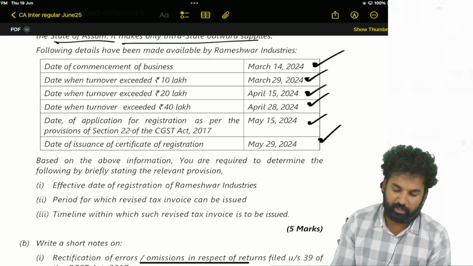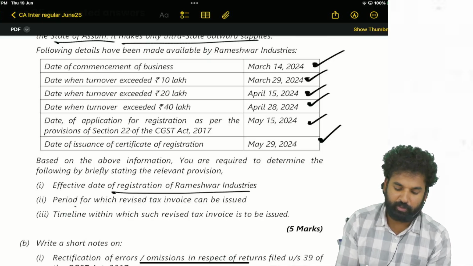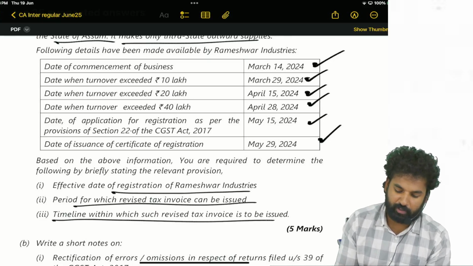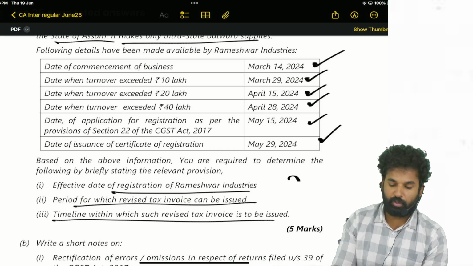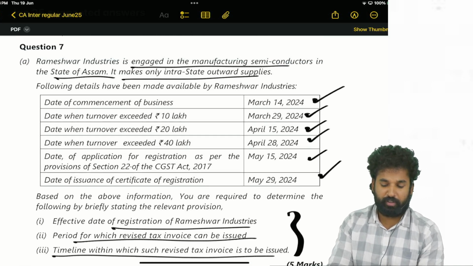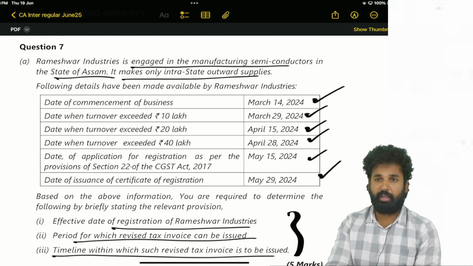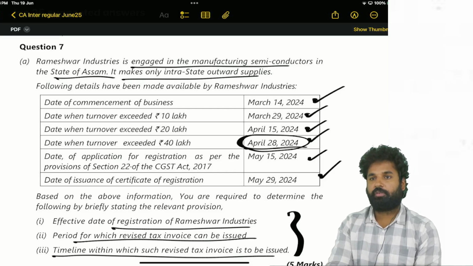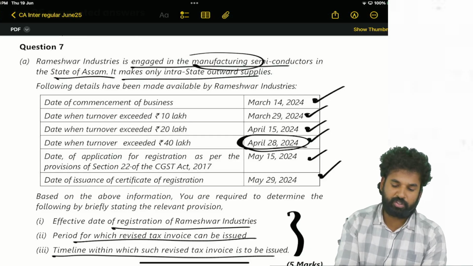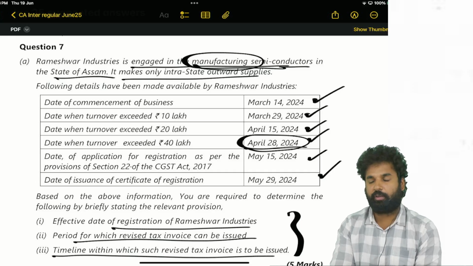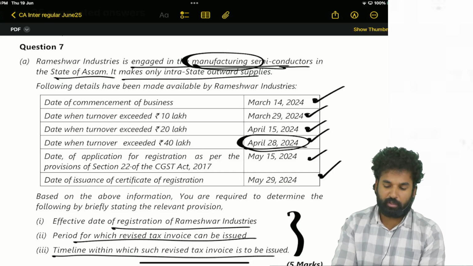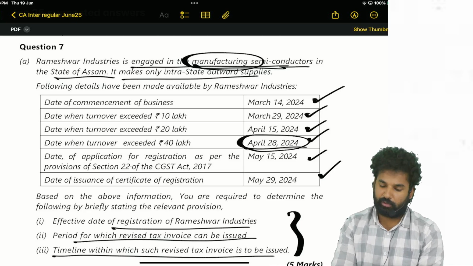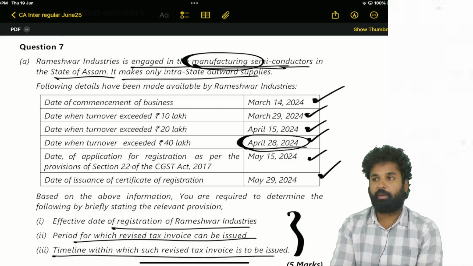Okay, based on the above, what is the effective date of registration? Period for which revised tax invoice can be issued. Timeline within which revised tax invoice shall be issued. Tell me first of all, when the registration liability came. 28th April, for Assam limit is 40 lakhs. Engaged in manufacturing of semiconductors, that means they are engaging in goods. Right. Next, liable for registration 28th April. Within 30 days they have to make an application. They made it by 15th May. Okay, within 30 days made.